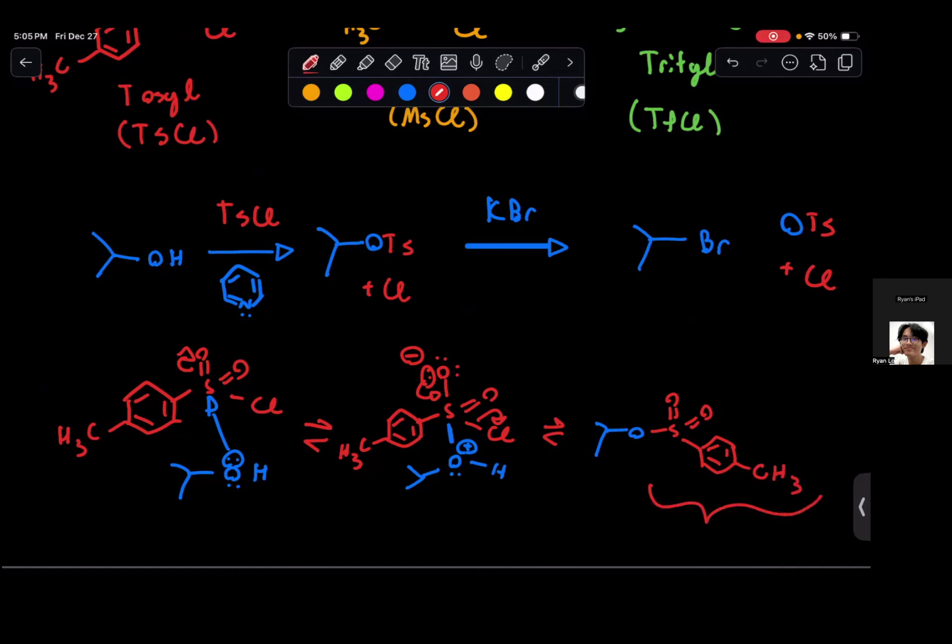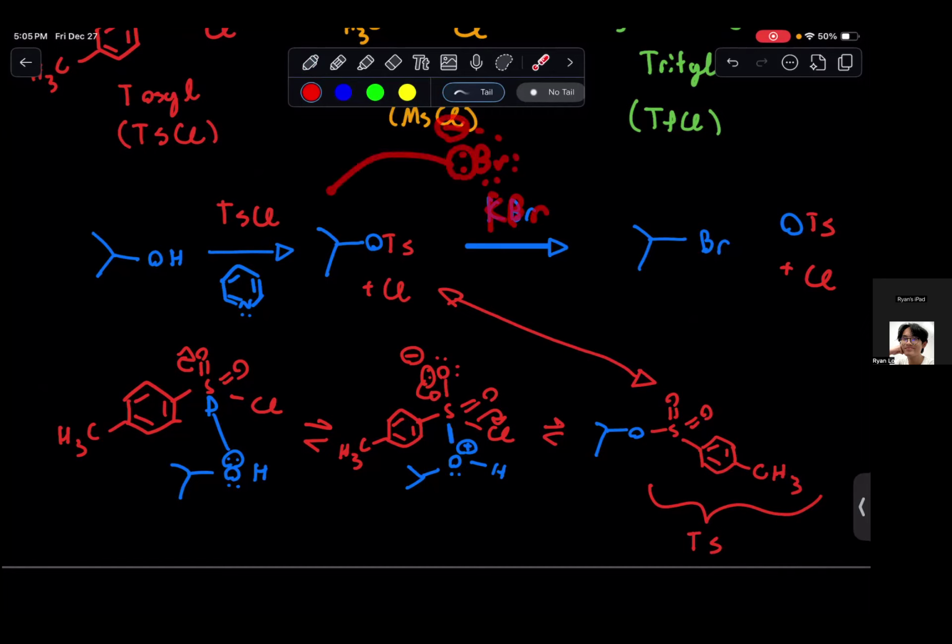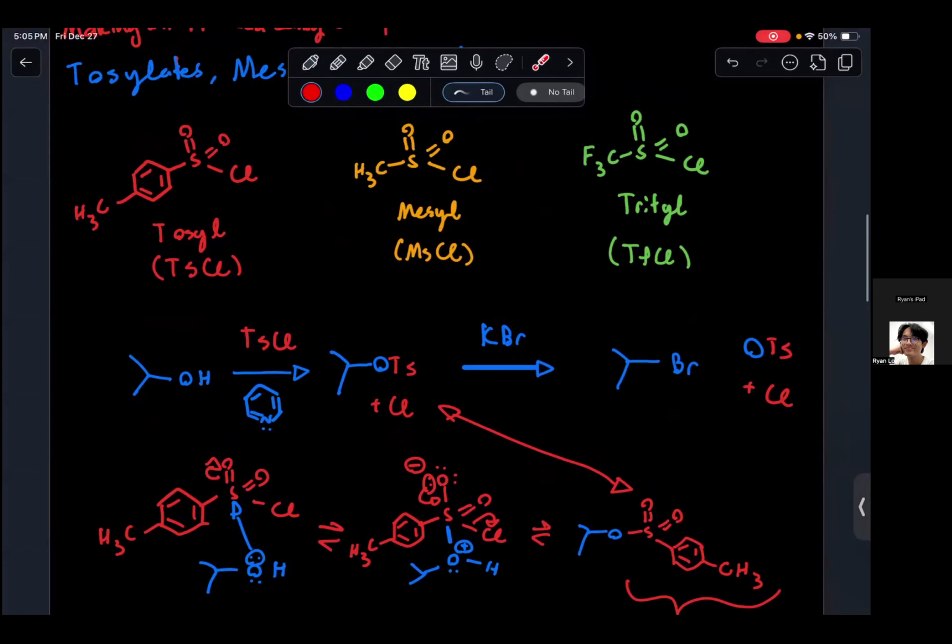This entire part right here is OTs, sorry, Ts. And this is basically that. Then from here, just a simple KBr: Br pops off, moves in to attack here, this pops off, and you end up with your end product right here. And it's basically the same for all these other ones as well.